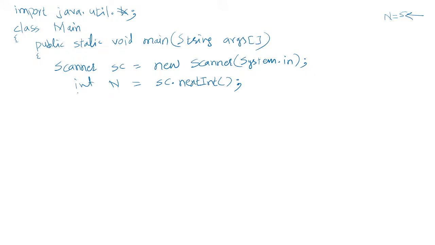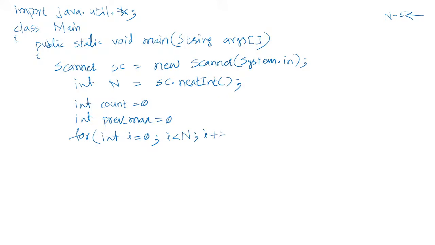Whatever variables you require, you define here. We require a variable called count, so count is equal to 0. Similarly we require a variable called previousMax, so previousMax is equal to 0. Then you run the loop. The only thing is, we should know how to run a loop in Java: for i is equal to 0, i less than n, then i plus plus.